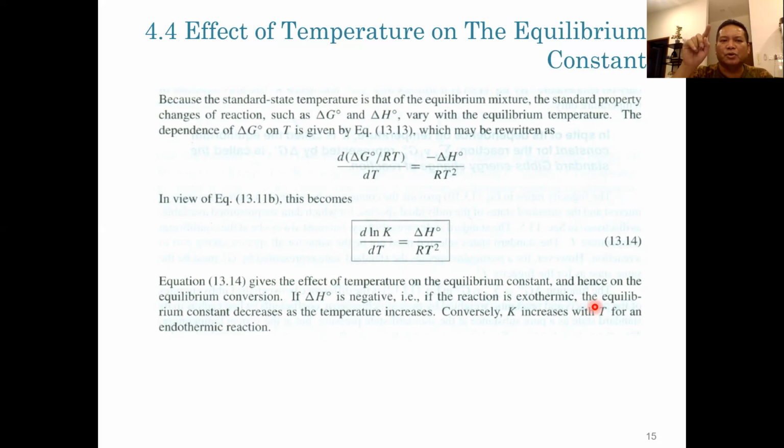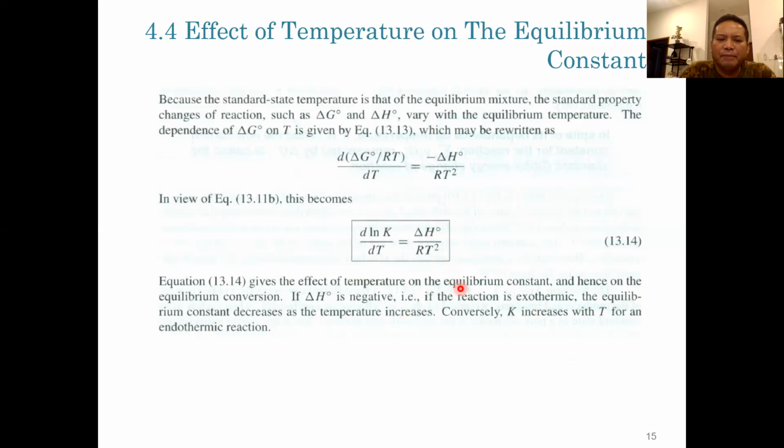Remember, H equals U plus PV, right? So what does exothermic mean? It releases heat, so U reduces and the final H will be smaller. That's why delta H is negative: higher initial, smaller final. So when it is exothermic, the equilibrium constant decreases as the temperature increases.